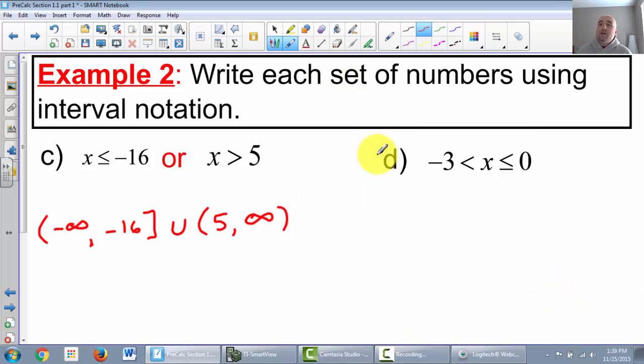All right, last example. It says x is between 0 and negative 3. So there's an equal to symbol on the right, so I'm going to have a bracket. Not an equal to symbol on the left, so I need a parenthesis. And it goes from negative 3 to 0. So the numbers go from negative 3 to 0. It does not include negative 3 because of no equal sign, but it does include 0 because it has an equal sign. Okay.